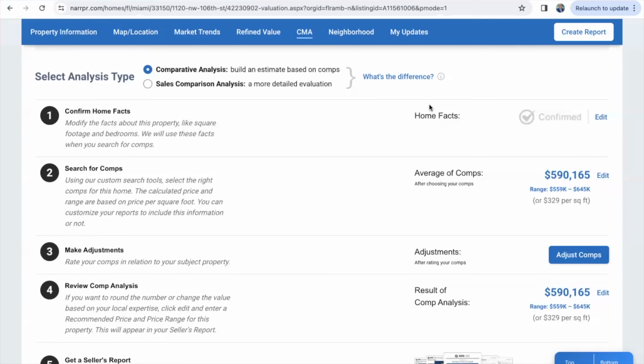Listing agents aren't going to tell you what the highest offer is. They're just going to say submit your offer, and then the highest offer normally wins. Okay, good to know that potentially the home could be 590. Now, of course, you have to consider the fact that the home is not in those conditions.